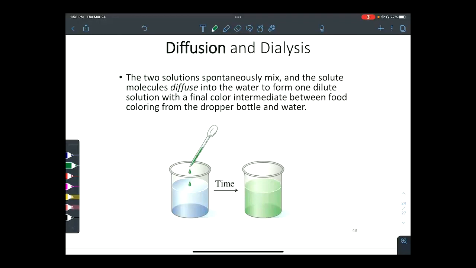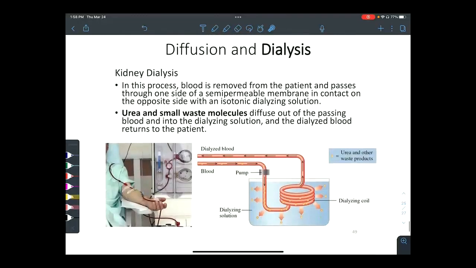So all molecules do undergo diffusion at a certain point, just like water, and things that are dissolved in water as well, given enough time. All molecules will diffuse and become uniform. So like here, if you put a drop of green food coloring, given enough time, even if you don't mix it, it will all become uniform and green. How this relates to the medical field is dialysis.